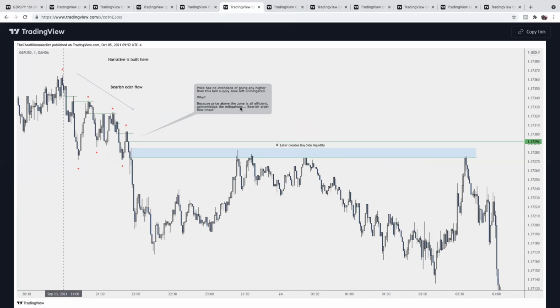Why? Because price above this zone is all efficient. Acknowledge the mitigations, right? And the bearish order flow is intact. So this right here is when the bearish order flow came into the market, right?